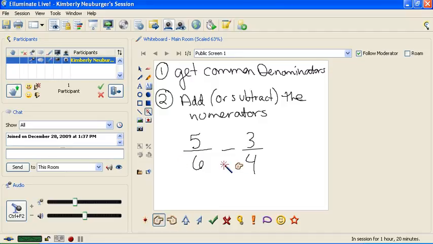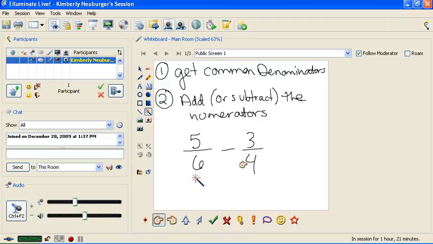Now you might have been thinking 24. If you were thinking 24, that would be fine. It's just not the smallest, which means you would have to reduce your answer at the end. We're going to use 12 because 6 and 4 go into 12, and 12 is smaller than 24. 24 would have been fine. You just would have had to reduce at the end.